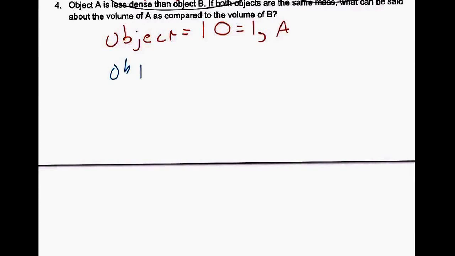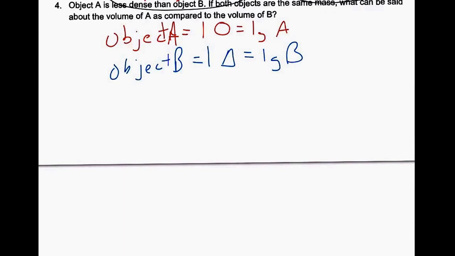So let's make object A be one circle is equal to 1 gram of A, right? And then let's make object B, one triangle is equal to 1 gram of B. So let's just say, for instance, we've got 3 circles of A, and that means we've got 3 triangles because they said they have the same mass.